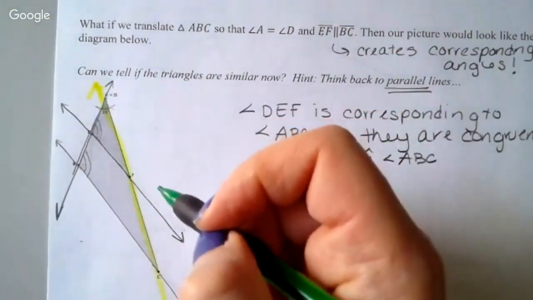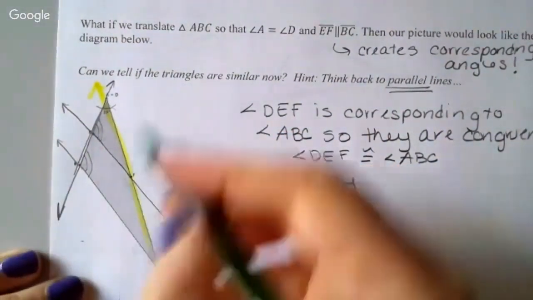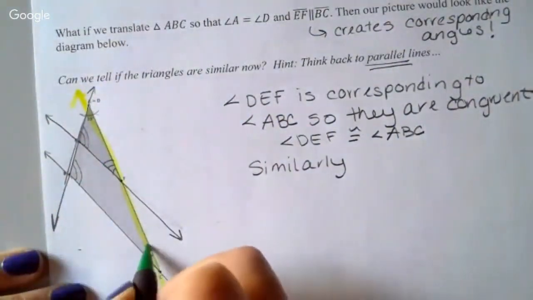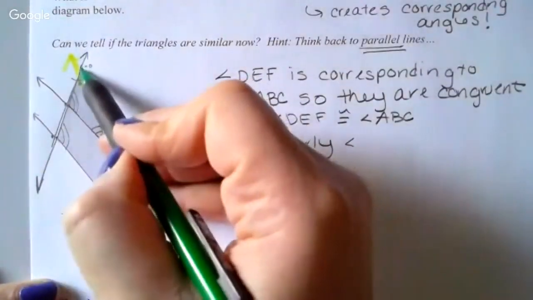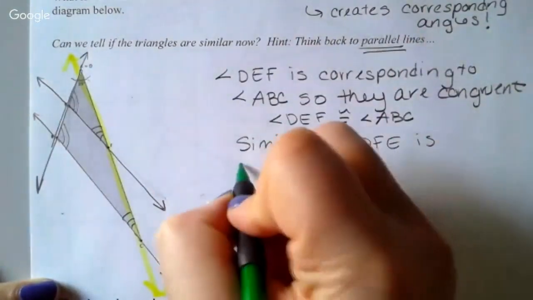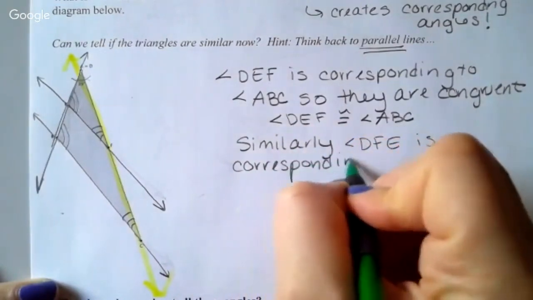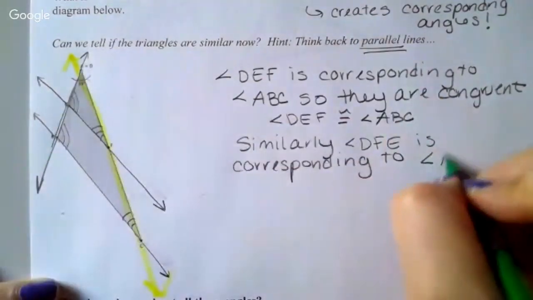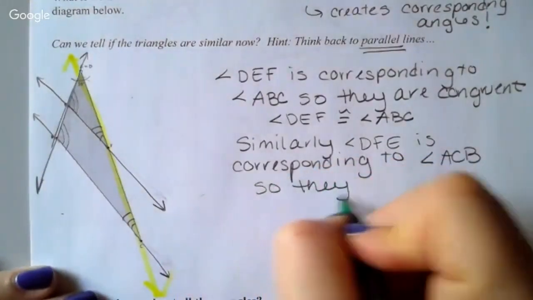Okay, and then similarly, if I look over here, I've got this angle that would be the same size as that angle for the same reason. So angle DFE is corresponding to angle ACB, so they are congruent.